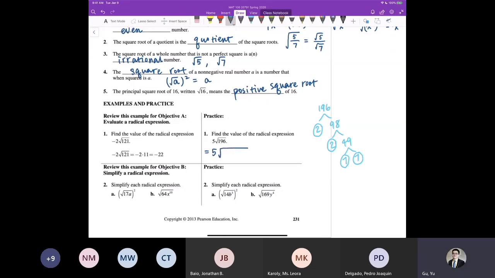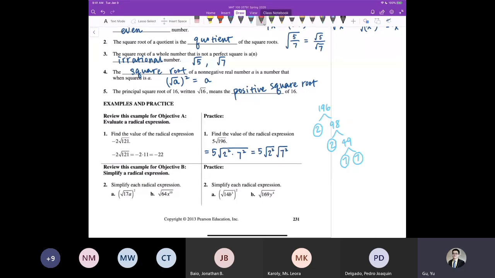So I'm going to rewrite 196 as 2 squared and 7 squared. And then apply the radical formula. When you take a square root of a product, it's the same as taking a square root of each of them. So 5 square root of 2 squared, square root of 7 squared. I basically put those two parts into separate radical signs.